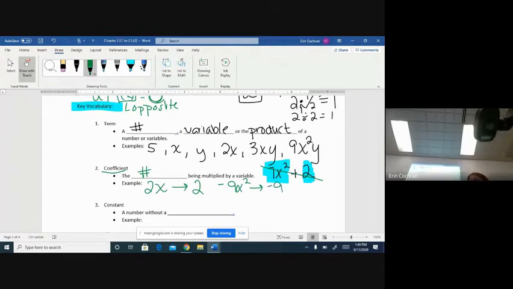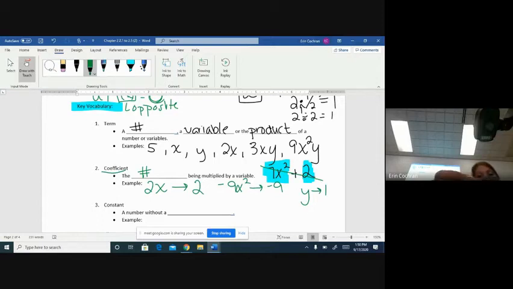If it was y, what's my coefficient? 1. Mary? Okay, thank you. I know they're a little more loud. Thank you. So coefficient, if you have a single y, it's always 1. If you have a negative y, it would be a negative 1.